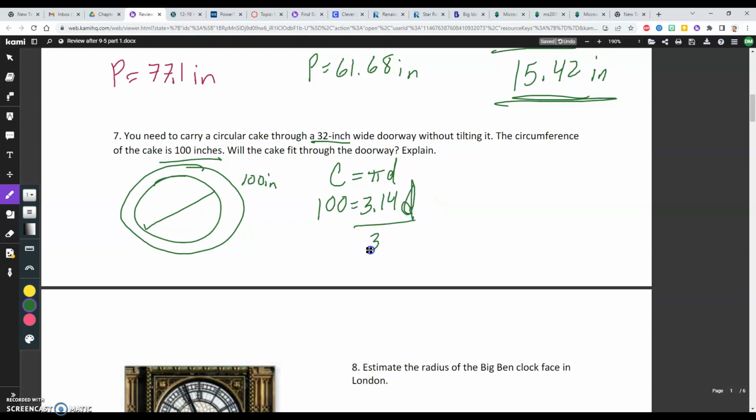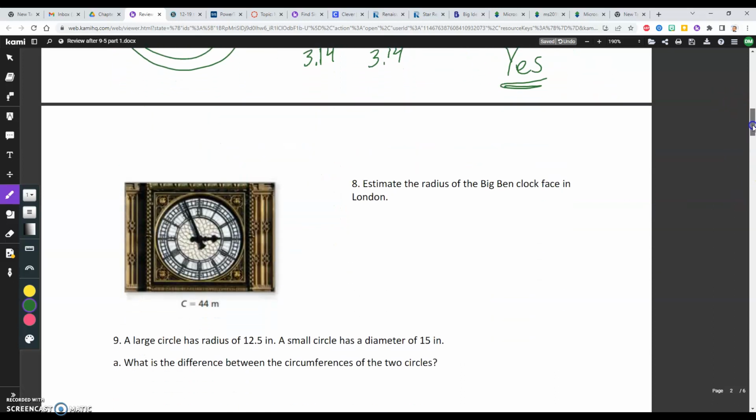The way that we undo multiplication is through division. And so that gives us d equals 100 divided by 3.14, which is 31.8 inches, which means this will fit through the door. It's going to be close. Don't tip it.